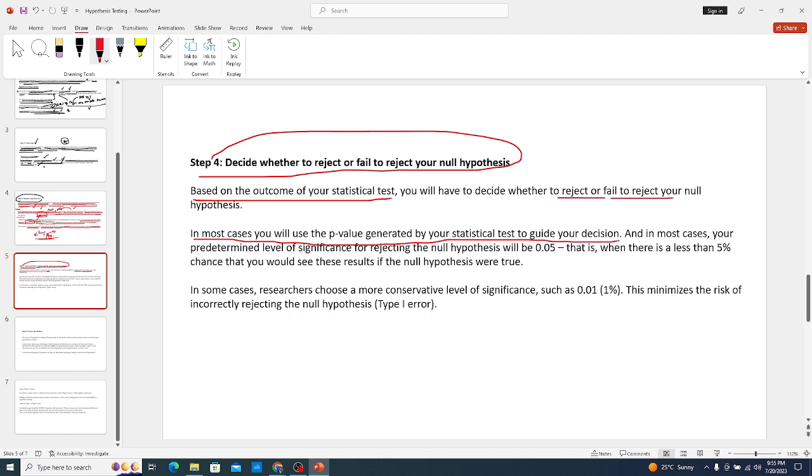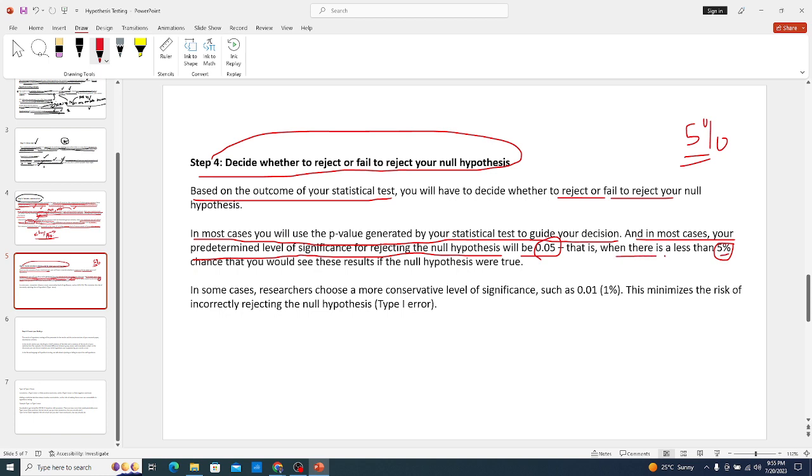Okay, and in most cases your predetermined level of significance for rejecting the null hypothesis will be 0.05 or 5%. So if we get a p-value of 5%, what do we do? Then we usually fail to reject the null hypothesis. We fail to reject the null hypothesis when we are having a p-value which is less than 5%.